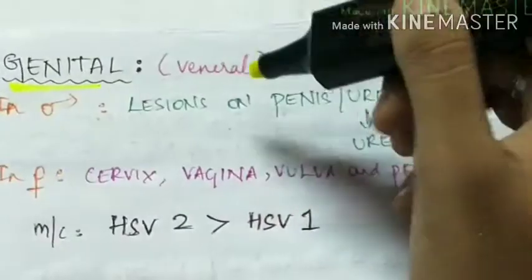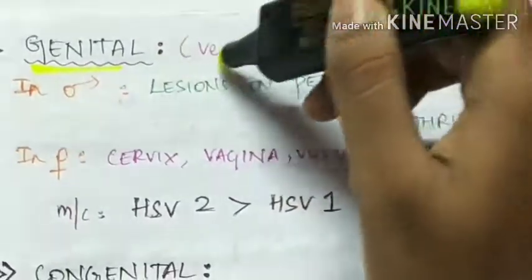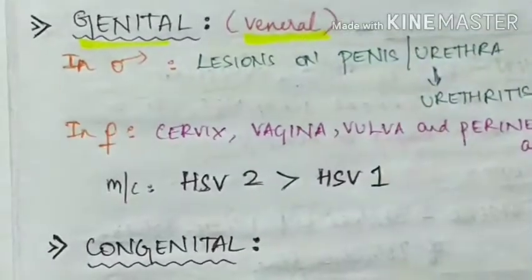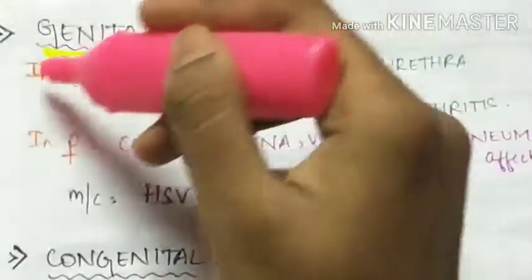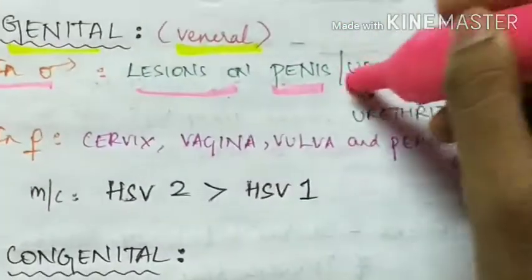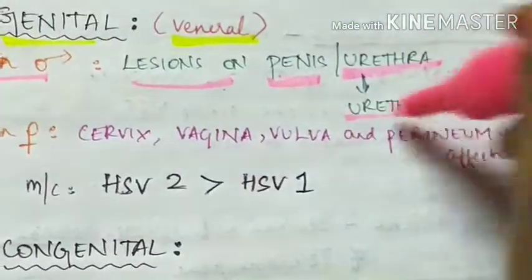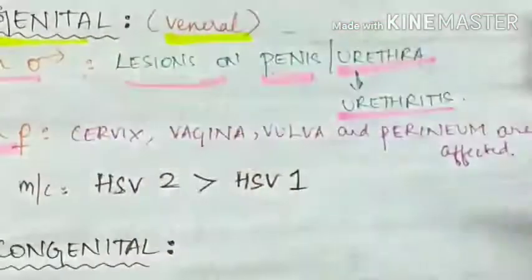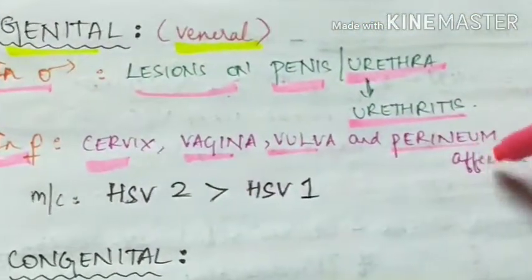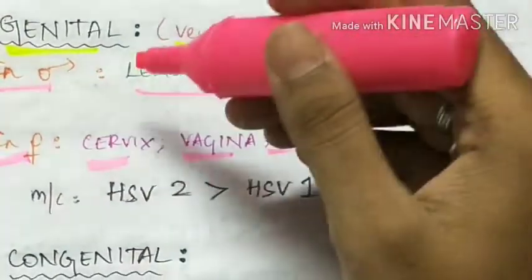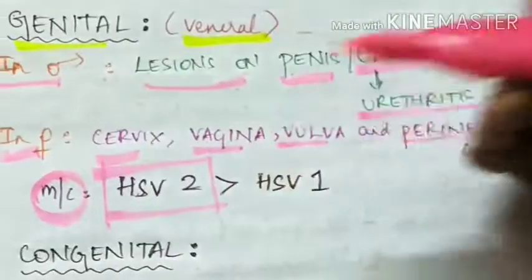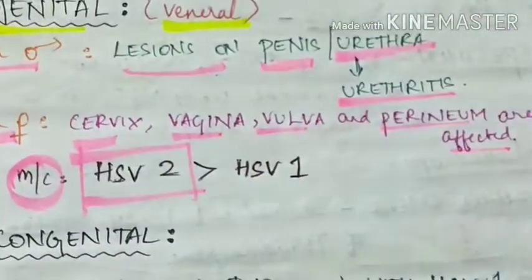Genital herpes. This is due to venereal transmission, that is transmission through sexual contact. In males, genital herpes presents as lesions on penis or urethra leading to urethritis. And in females, the cervix, vagina, vulva and perineum are affected. Genital herpes is most commonly caused by HSV2 more than HSV1.